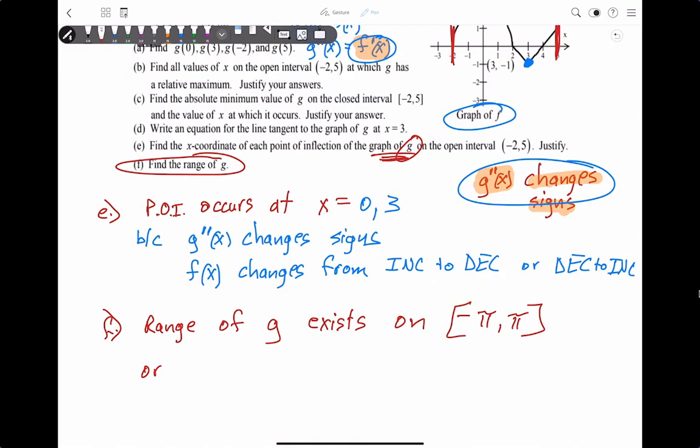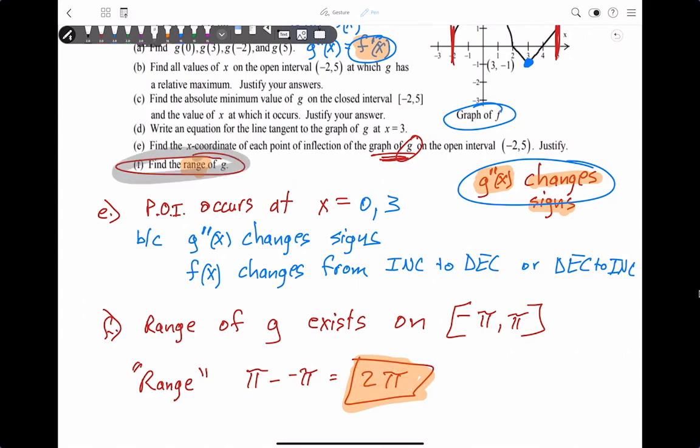When we did mean, median, mode, and range, the range was the top minus the bottom, which would be 2 pi. I don't believe it's asking for this type of range, because that's mean, median, mode, and range. I believe it's asking for the actual quantitative y values, which would exist as a defined range from -pi to pi.